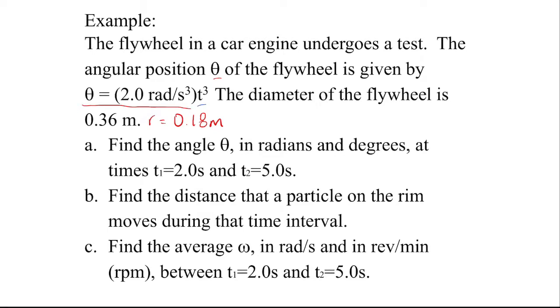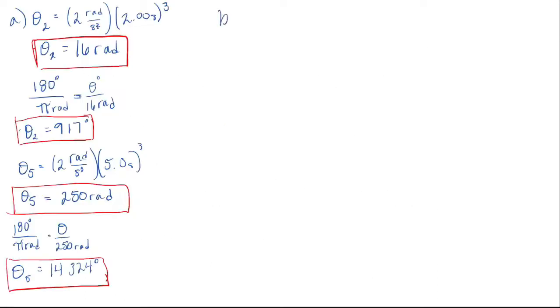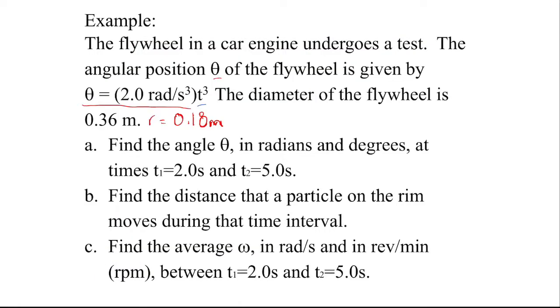Okay, that's A. B, find the distance that the particle on the rim moves during that time interval. So I'm guessing the time interval between 2 and 5 seconds. Okay, we have to go all the way back to this equation for this one. Theta is equal to L over R, because, again, angular displacement does translate to actual translational linear displacement. And that's what we need to know. So we actually want the length that it goes during that time interval.